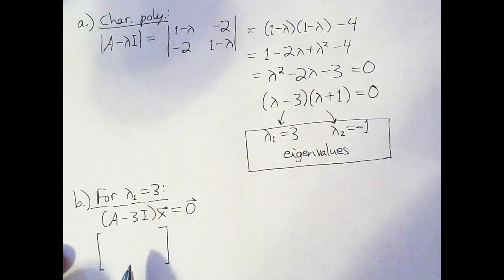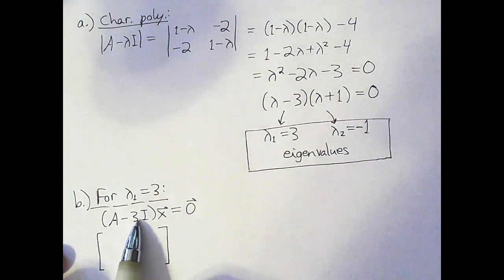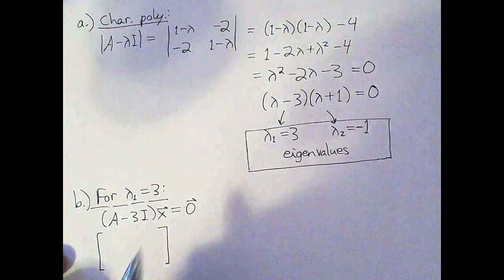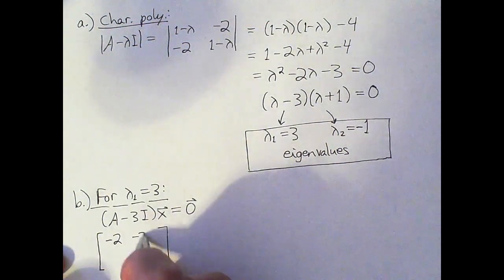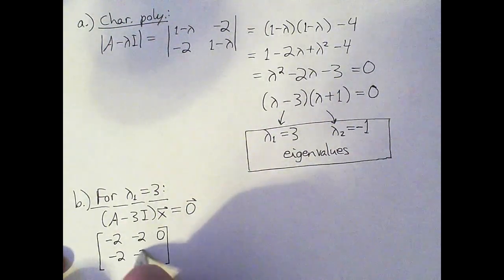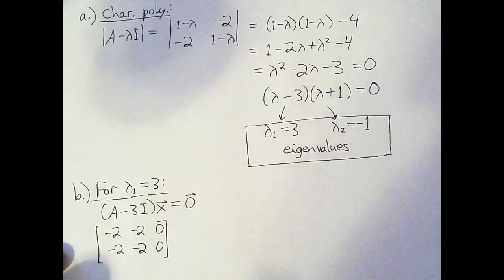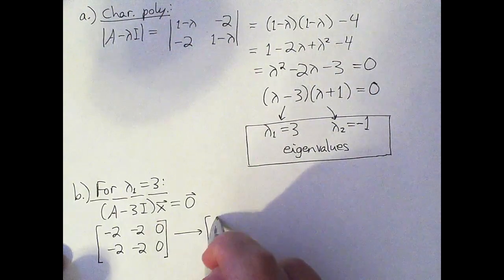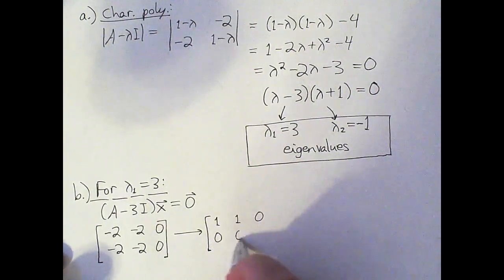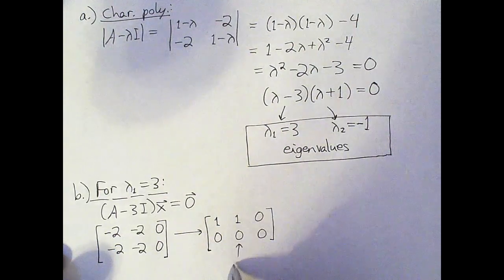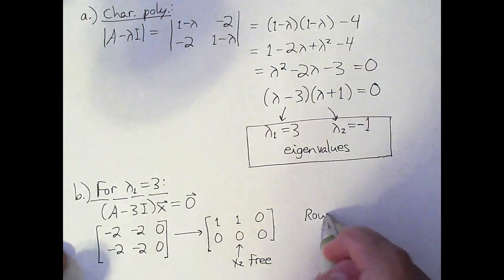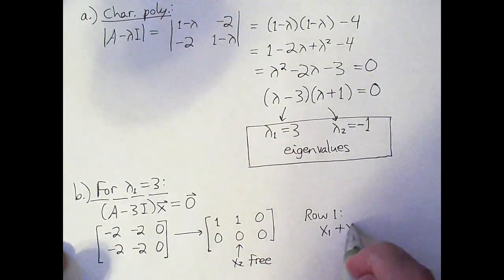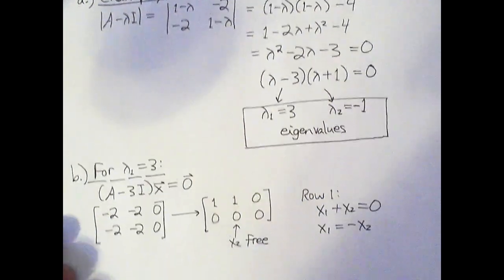What I mean by that is if you refer back to what A is and you subtract 3 from the diagonal entries, what do you get? You have [-2, -2; -2, -2] and a column of zeros on the right-hand side. When I say there's a nice structure here, I mean it row reduces to a pretty simple matrix with a free variable. Row 1 tells me that x1 plus x2 equals 0, so x1 is equal to -x2. And now I'm ready to write solutions.